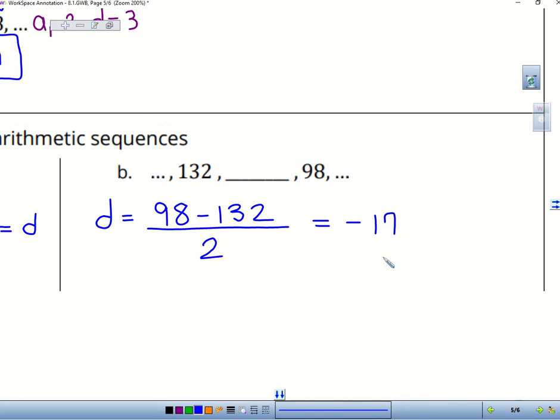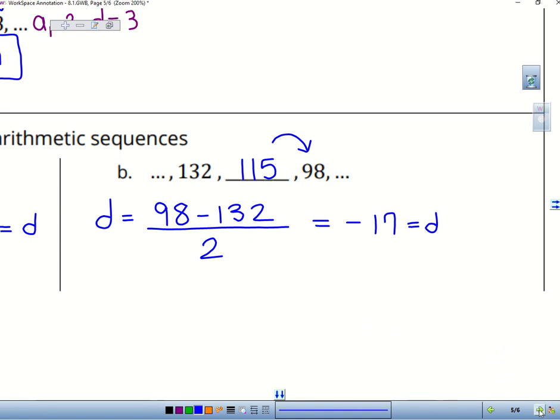Did we expect this D to be negative? Yes, because it went down. So this next number is going to be 115. And then I would verify that I would then subtract 17 again and get 98, which I do. So always verify your work. Any questions about that? Okay.